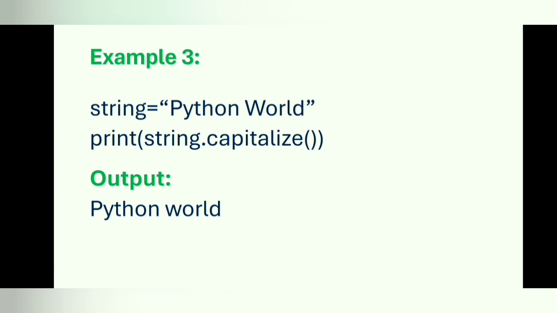The capitalize method returns a copy of the string where the first character is capitalized and the rest are lowercase. If the first character of the string is already a capital letter, then the method returns a new string without modifying the first character.